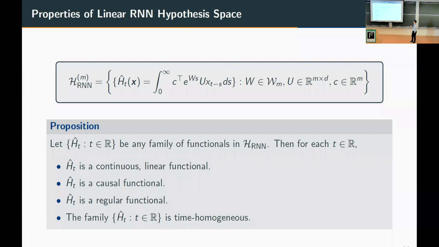So time homogeneous here, I simply mean that if you shift the input sequence by a shift in time, the output sequence also has the same shift. There's no special point in time, and you can also understand it as a sort of linear time invariant dynamics. Okay, so these are some properties you can immediately identify about this RNN system.